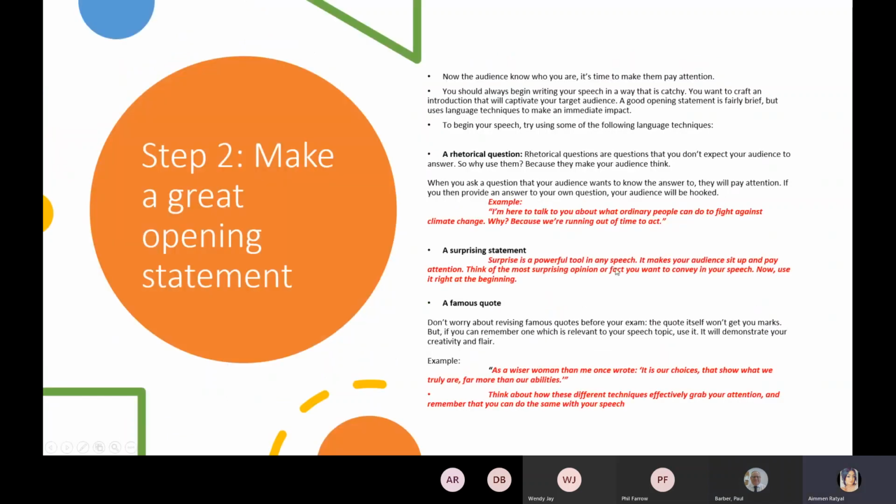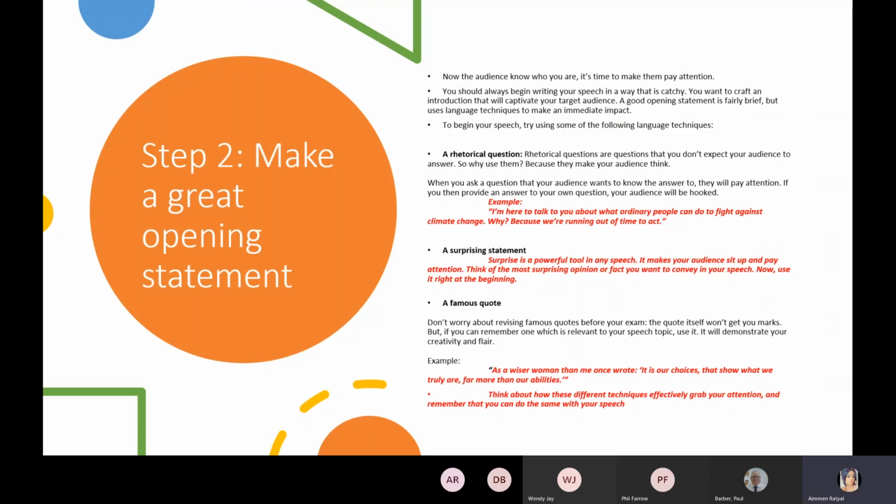So step two, make a great opening statement. Now that you know who your audience is, it's time to make them pay attention. You should always begin writing your speech in a way that's quite catchy. So you want to craft an introduction that will captivate your target audience. A good opening statement is fairly brief, but uses language techniques to make an immediate impact. So to begin your speech, try using one of the following language techniques. Again, we've mentioned these techniques a few webinars ago. So even if you go over to have a look at different techniques, by all means do so.